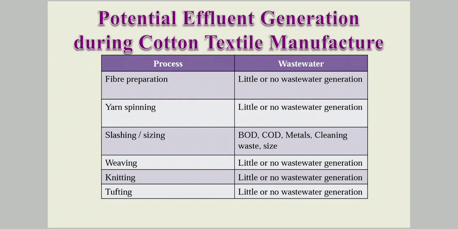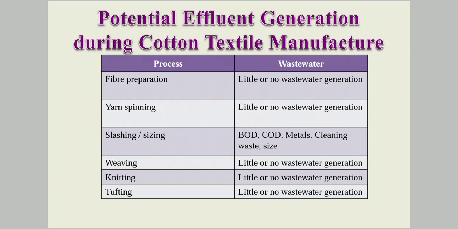So in general, we can see it is in a tabulation form. Fiber preparation produces little or no wastewater. It is a dry process. Yarn spinning is also a dry process, so we won't receive any wastewater generation. Slashing or sizing produces BOD, COD, metals, cleaning waste, and sizing materials as effluent.